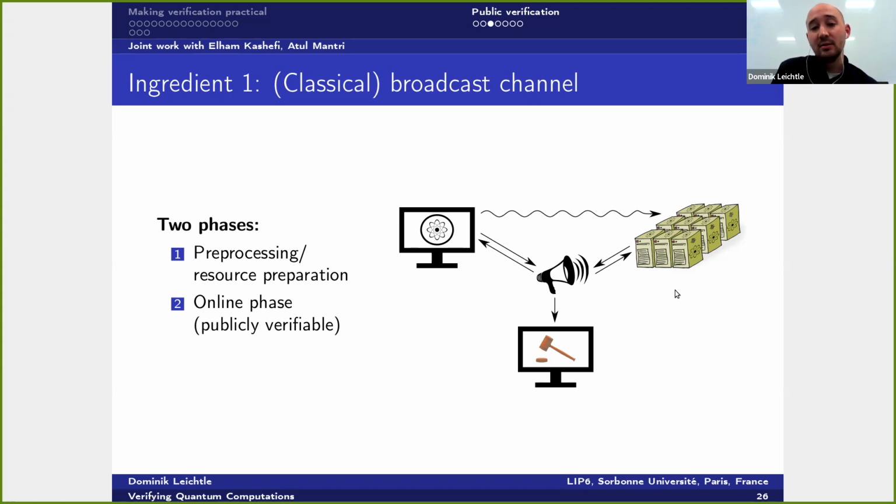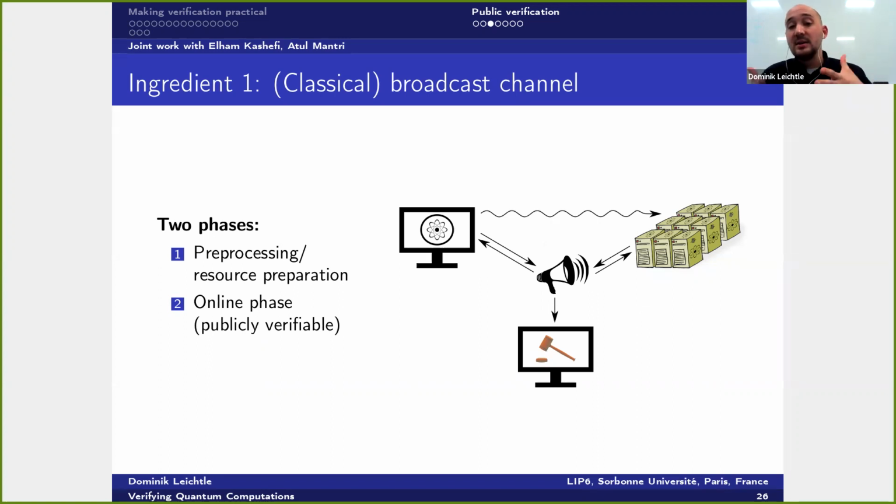And we are solving or circumventing this problem by pushing all the quantum communication that we have into an initialization phase. So we will have two phases in the protocol. The first phase is going to consist of quantum communication as well. And the online phase of the protocol is going to consist only of classical communication over the broadcast channel. And it's only the second part that we're going to be able to publicly verify.